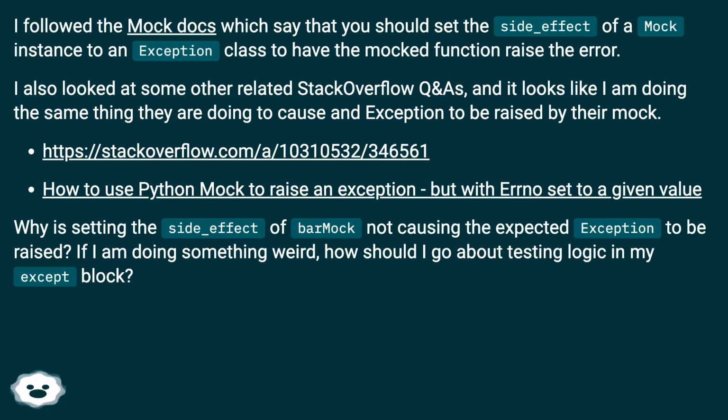This URL, how to use Python mock to raise an exception, but with errno set to a given value. Why is setting the side_effect of barmock not causing the expected exception to be raised? If I am doing something weird, how should I go about testing logic in my except block?